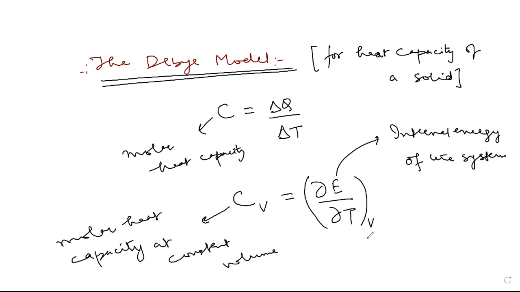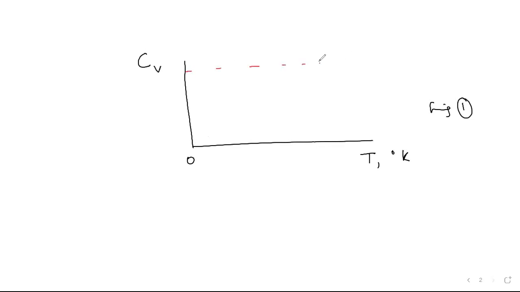Now, this heat capacity depends on the temperature in the manner shown in this figure 1. We have already discussed this. I am just refreshing your memory so that you can understand the current topic. So let me draw the figure. Name it figure 1. So the curve goes like this. So here the value is 3R.